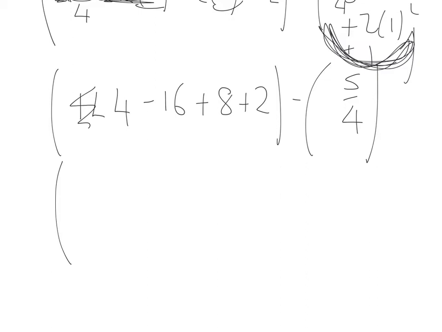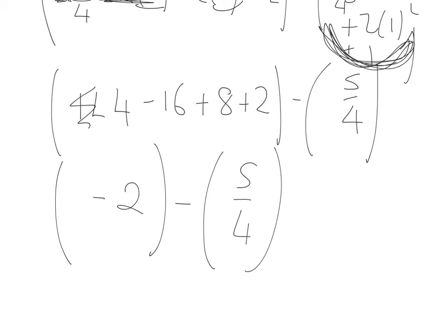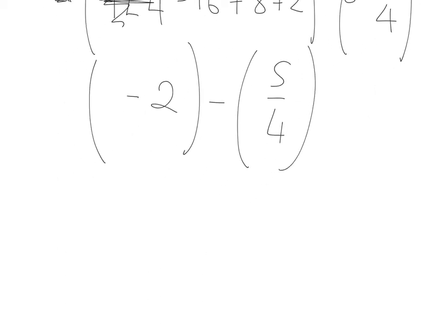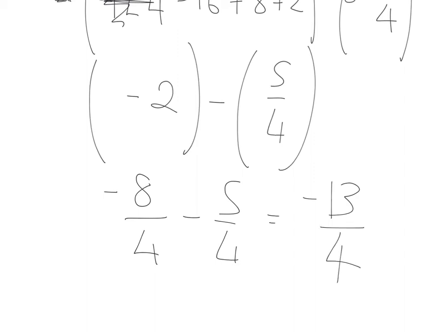So in here I've got 4 minus 16, which is minus 12. Minus 12 plus 8 is minus 4. Minus 4 plus 2 is minus 2. So I've got minus 2 minus 5 quarters. So minus 2 is going to be minus 8 quarters, minus 5 quarters is equal to minus 13 quarters.